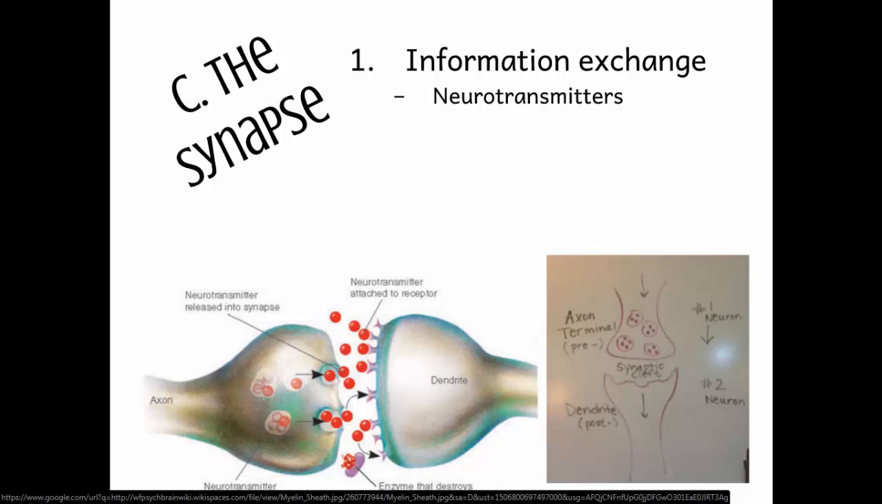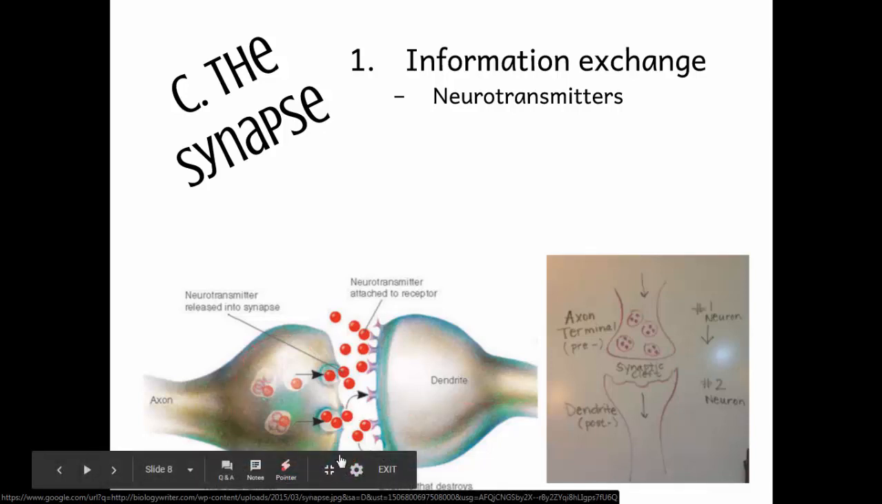The neurotransmitters are going to be released from the axon terminal, which is located here. This is the axon terminal. These big circles here, the big one, that is your synaptic vesicle, and inside the little red circles are your neurotransmitters.